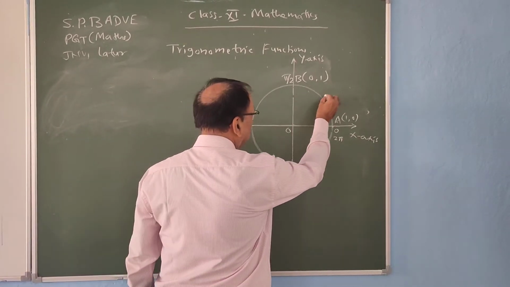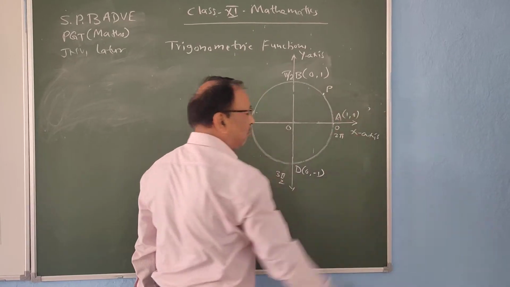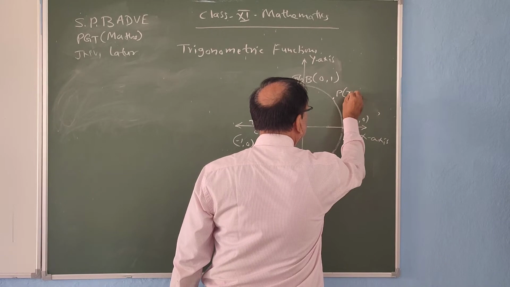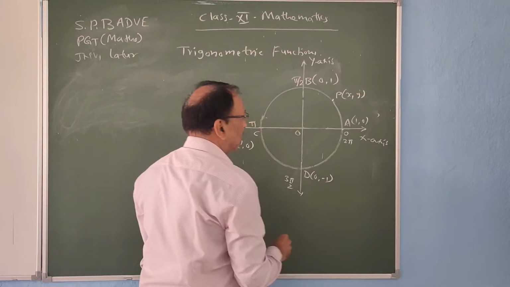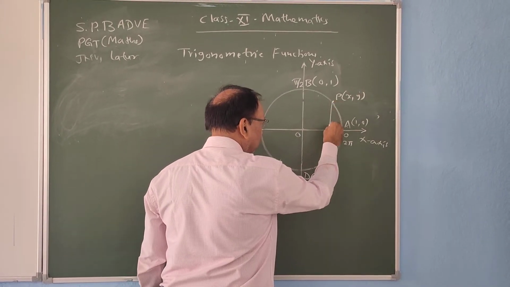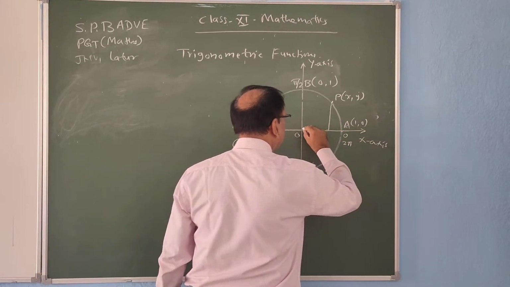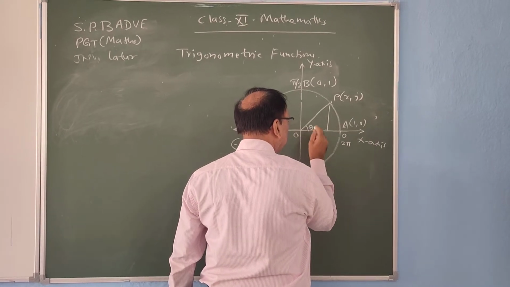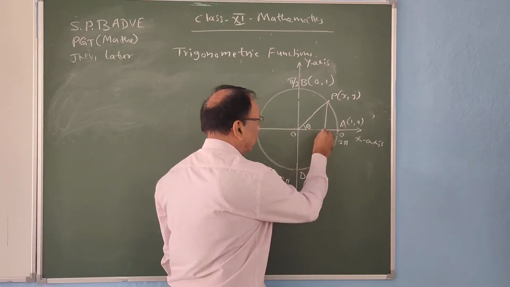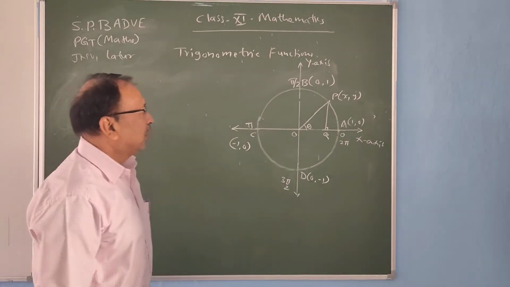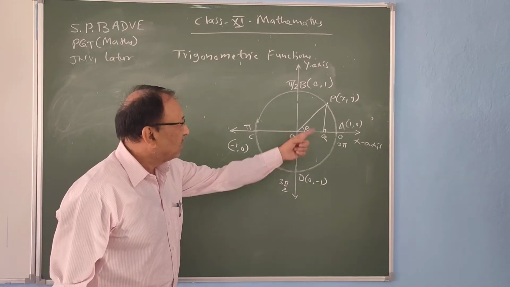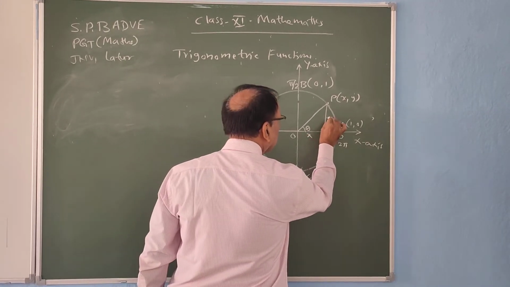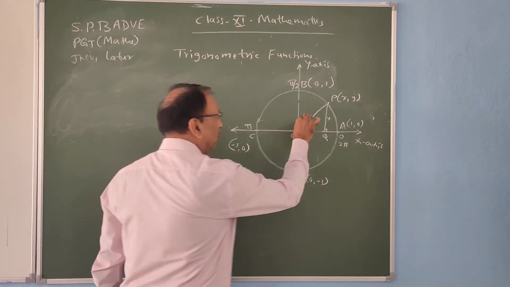Now consider the point P in the first quadrant. P is any point in the first quadrant, and the coordinates of point P will be x and y. So naturally, if you draw the perpendicular here, this OP is making angle theta with the positive direction of the x-axis. PQ is perpendicular. Now, what can you say about the length OQ? Naturally, it will be x. Length PQ will be y. And the radius OP is 1 unit.